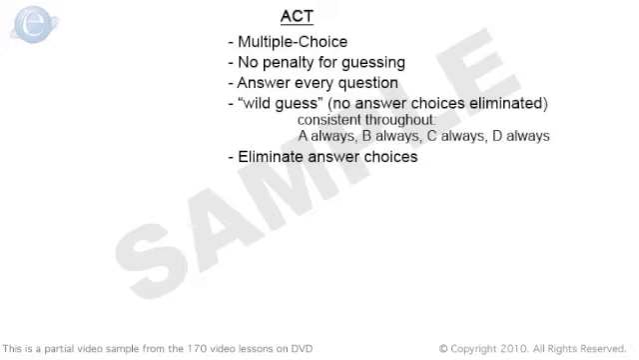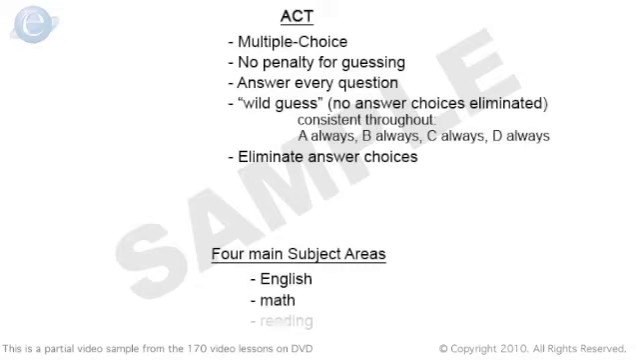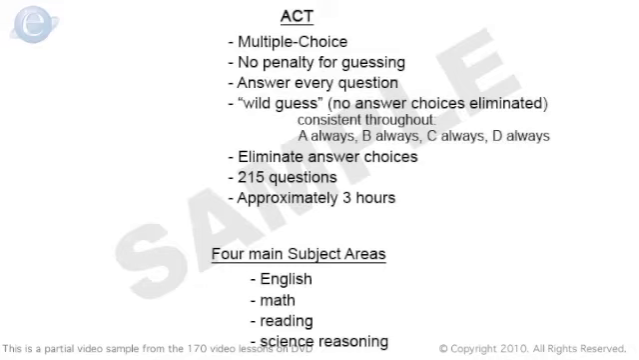Okay, let's talk about the details of the ACT. You have 4 main subject areas. You'll be tested on English, math, reading, and science reasoning. The test is 215 questions long. It lasts approximately 3 hours. I say approximately because there's some time at the beginning and there'll undoubtedly be some time at the end, and your break may run a little longer or shorter, but it's about 3 hours to 3.5 hours.